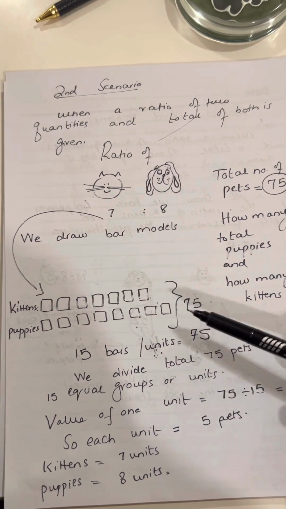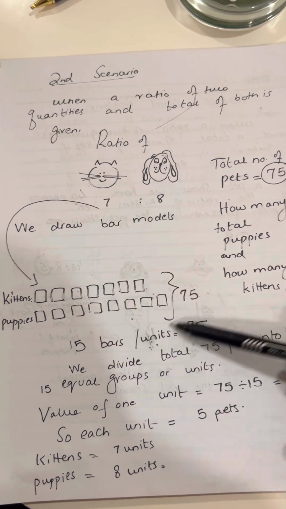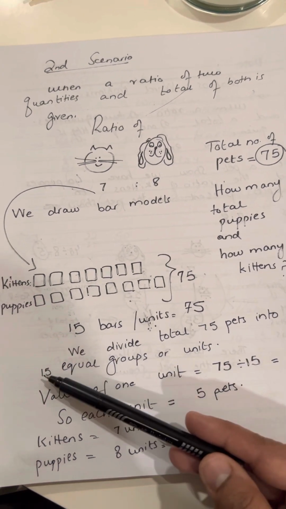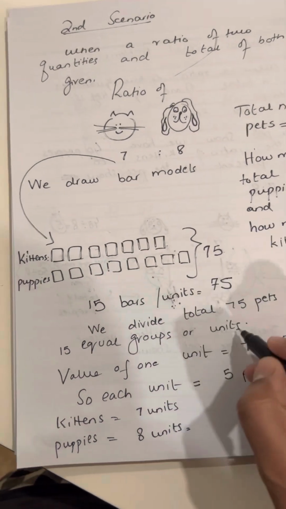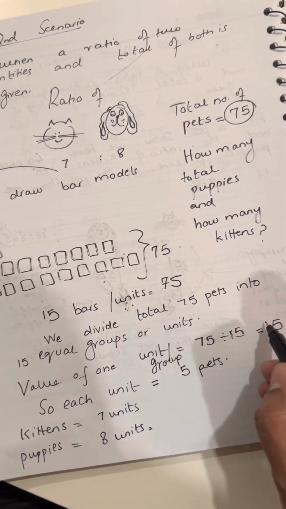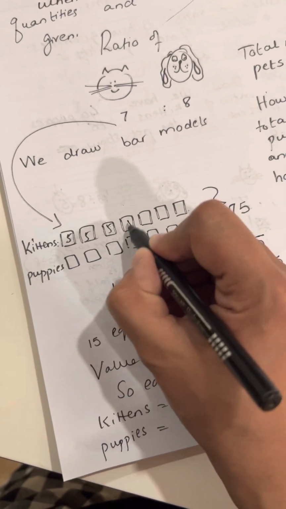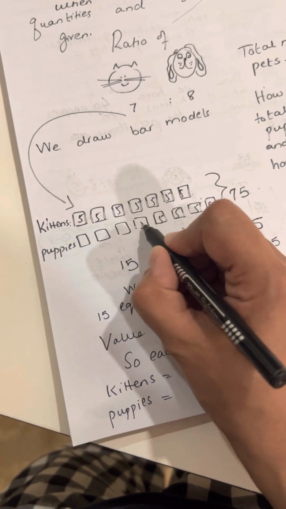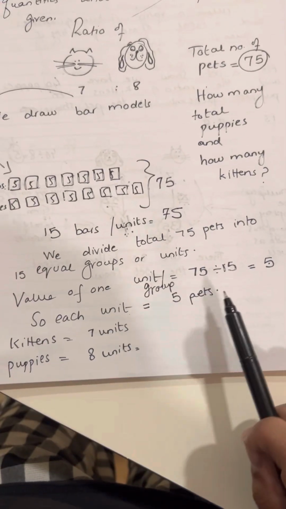That means I am dividing these 75 pets into how many groups? 15 groups overall. So we divide the total 75 pets into 15 equal groups or units. The value of 1 unit or 1 group is 75 divided by 15, which is 5. That means each unit is equal to 5 pets. Alright, so each unit is equal to 5 pets.